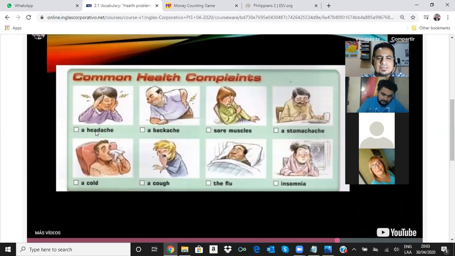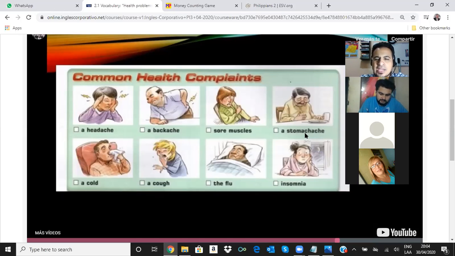Backache. Backache. Sore muscles. Sore muscles. Stomach ache. Yes. Do you see? Aquí hay una CH. It sounds like a K. Stomach ache. Aquí hay dos CH, ¿verdad? CH y después CH aquí. Ambas es como una K. Tiene el sonido de una K. Stomach ache.